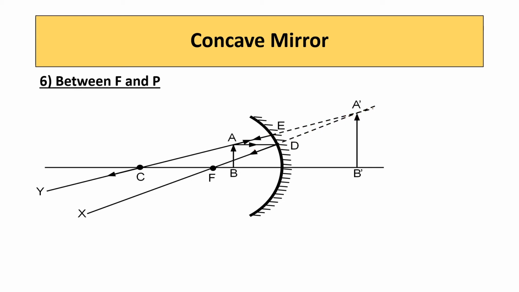You will get an erect image which is enlarged. This is the object size and this is the image size. It is enlarged and it is virtual. Virtual images are obtained behind the mirror.